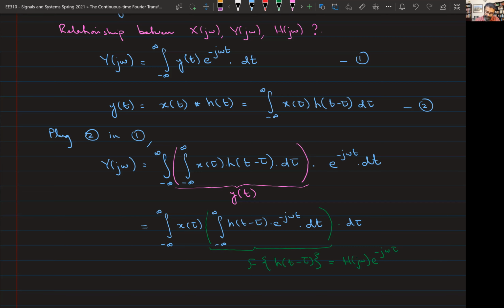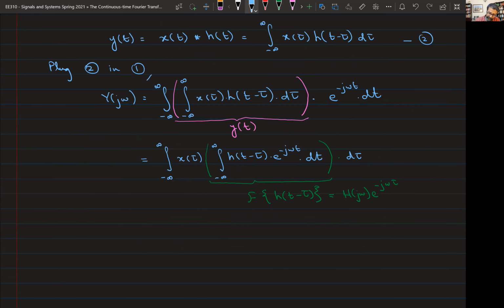And therefore, this becomes equal to the integral. So let me skip a line. This is the integral from minus infinity to plus infinity of x of tau times h of j omega times e raised to power minus j omega tau times d tau. And therefore, h of j omega comes outside because it's just a function of omega. And this is the integral from minus infinity to plus infinity of x of tau e raised to power minus j omega tau d tau, right? So Tareem, what's in this integral here?